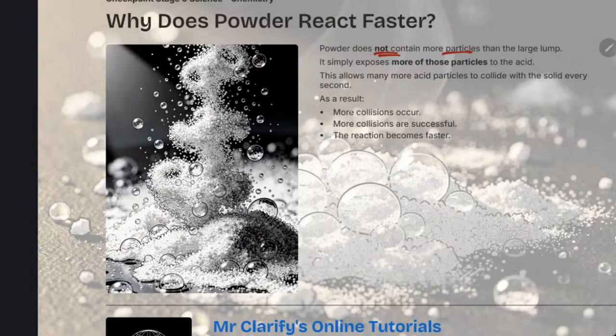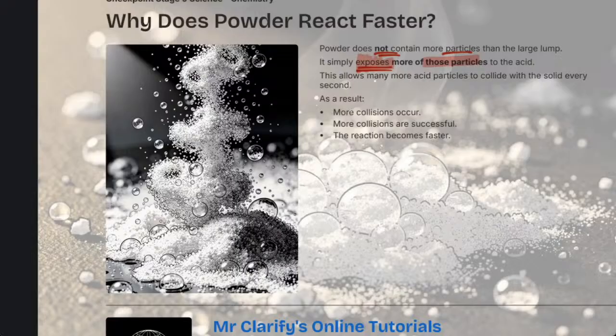No. It does not increase the number of... It just does what? What does it do? The key word here. What is the key word here? Yes, it exposes more particles. Okay, more particles are exposed. So make sure you say that. Come on now, students. Let's go.